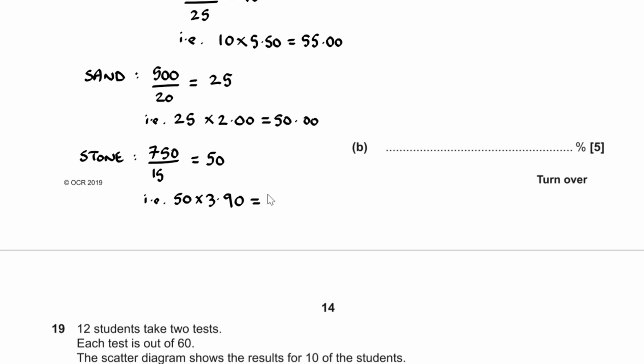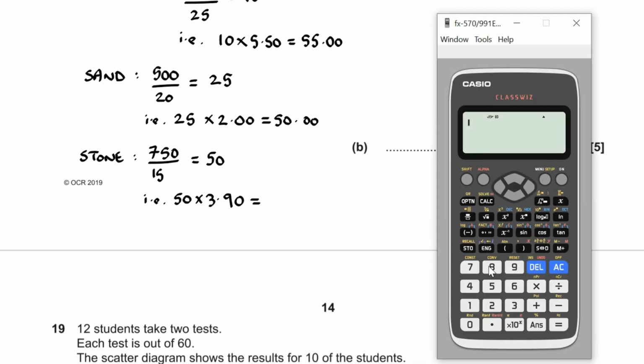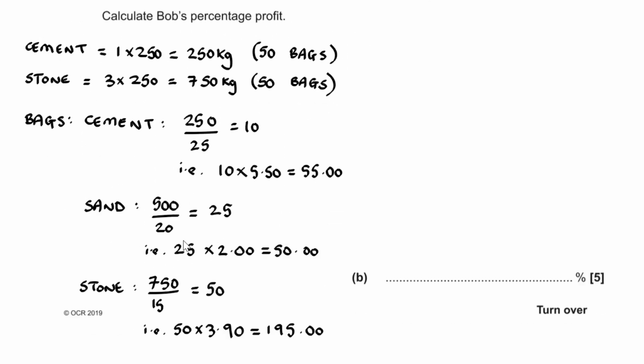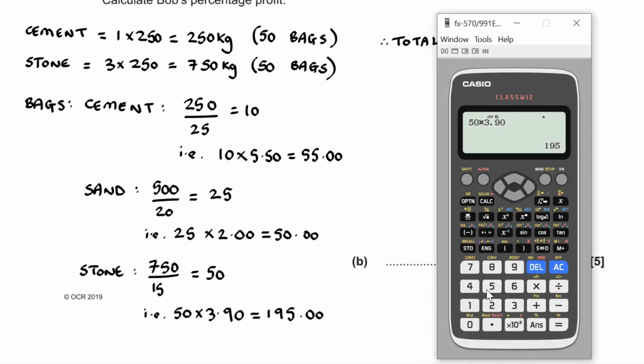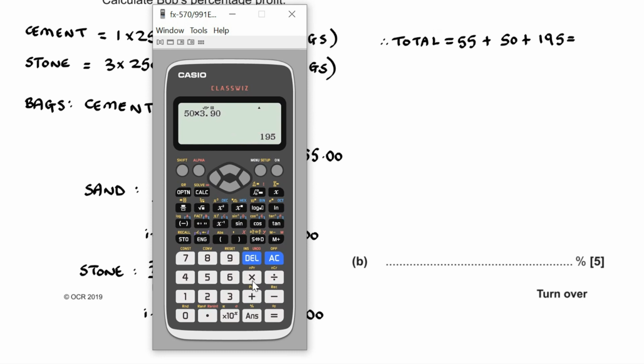So therefore, if we work this out, 50 times by 390, let's just work it out on our calculator. We get 195 pounds. And therefore, for the total cost, we would have 55 plus 50 plus 195. So if we add on 50 and 55, it turns out here we get a total cost of 300.